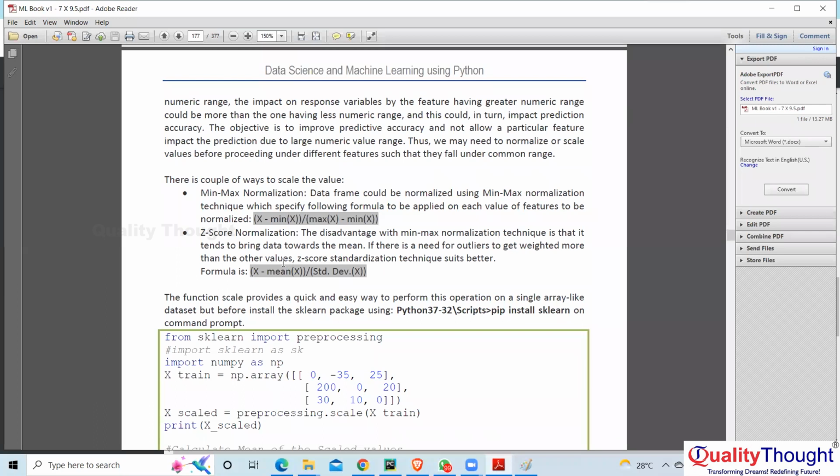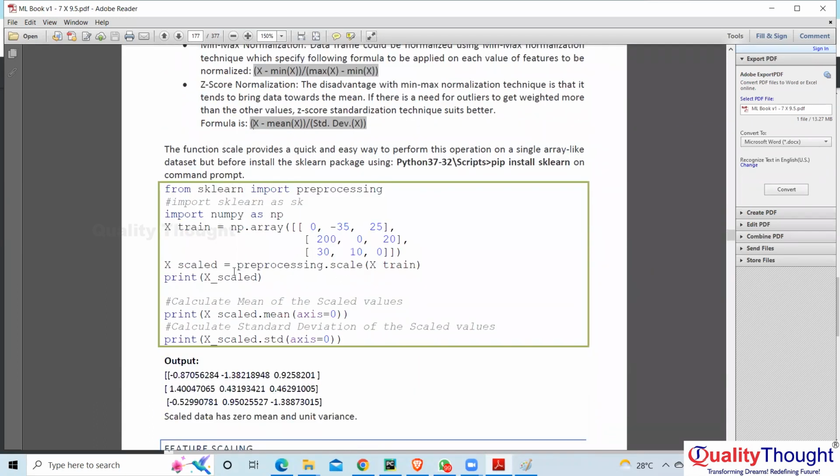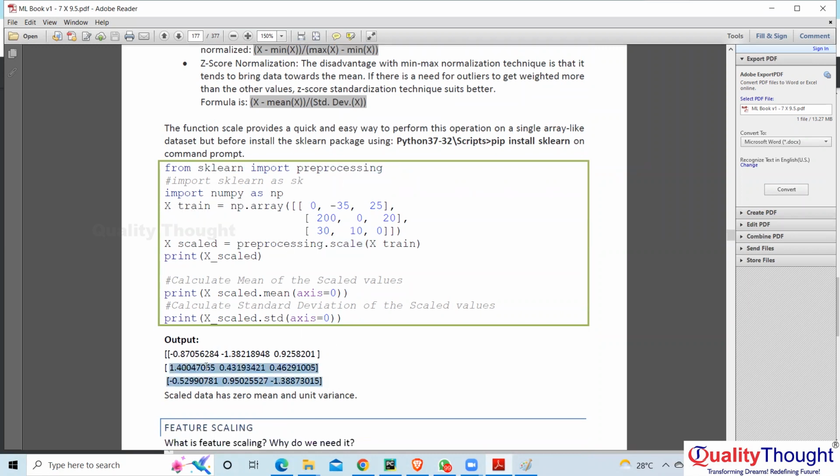Here also we are using sklearn preprocessing. Preprocessing has scale, which will scale the values. Now tell me, looking at this, which scaling would have been used here? Look at the values and tell me which scaling is used. Zero mean and unit variance, in the sense Z score, sir.